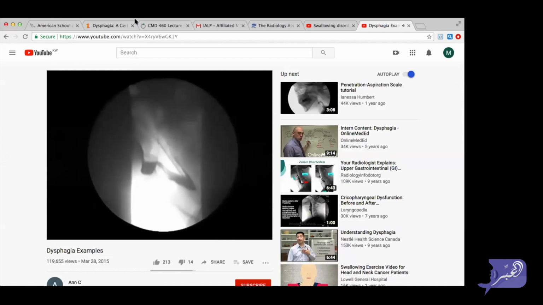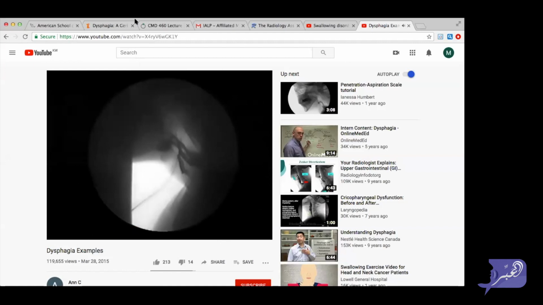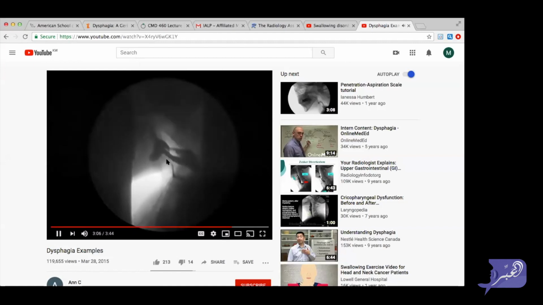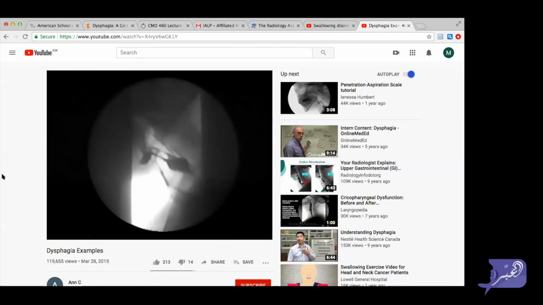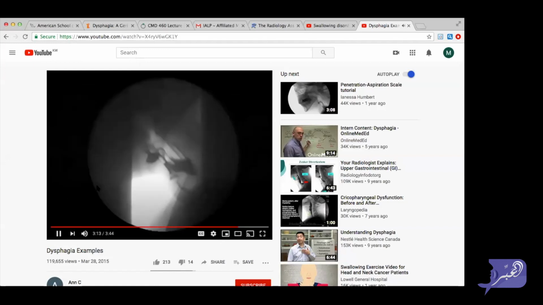Swallow again. Swallow again. Swallow. So again here. No voluntary cough either. Typically, a normal person would cough, choke, and turn red. But this person is just, the fluid is just going right into the airway with absolutely no reaction.